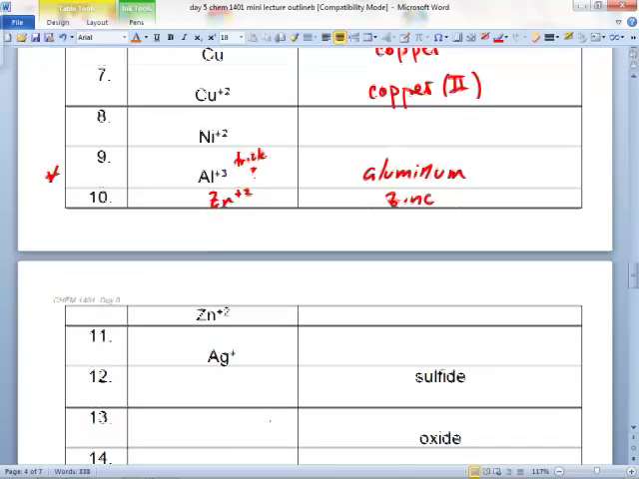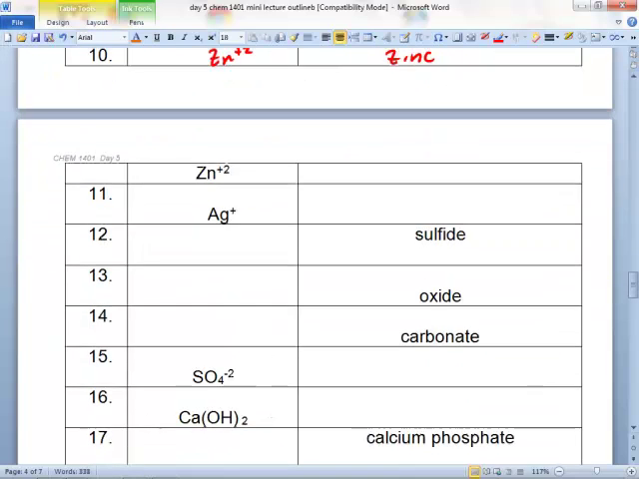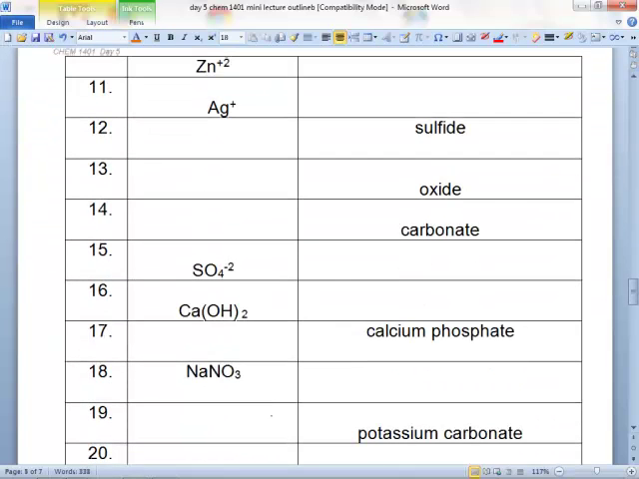Ah, there it was. Okay. Let's try 11. Paulina. Number 11 there. Ag plus.